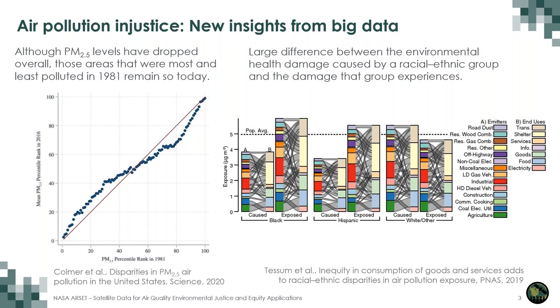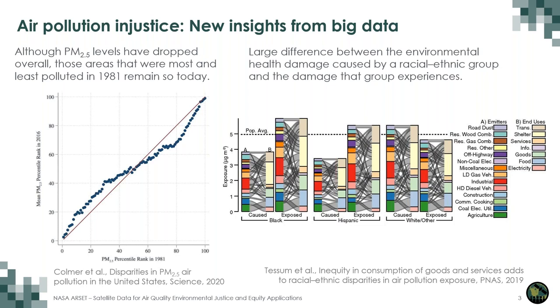The second study I want to highlight is Tessum et al., which was published in the Proceedings of the National Academy of Sciences in 2019. They found large differences between the environmental health damages caused by a racial ethnic group and the damage that group experiences. Just take a look at the two bar graphs on the left-hand side of this chart here. The Black population in the United States is exposed to much larger PM2.5 concentrations than it causes.